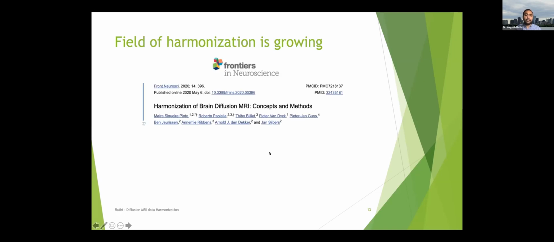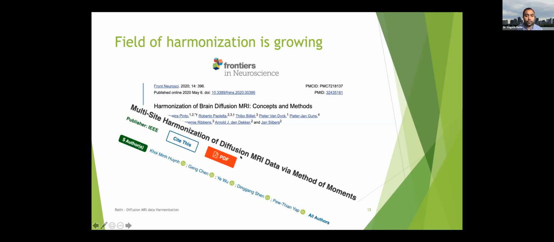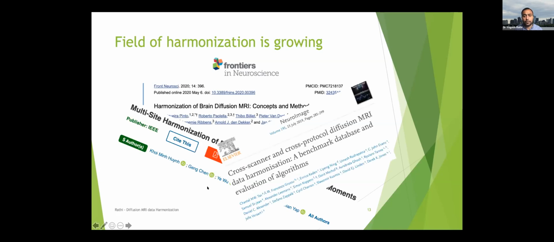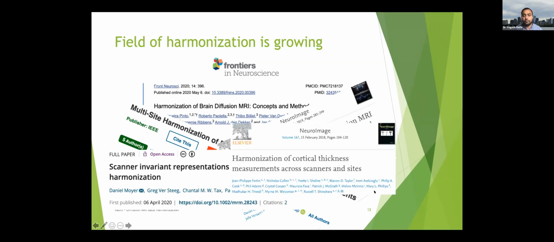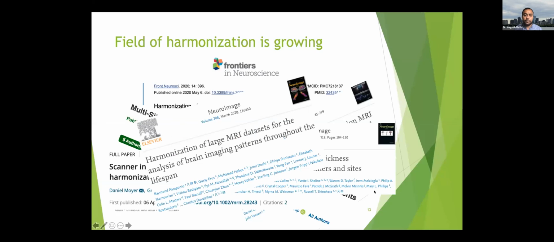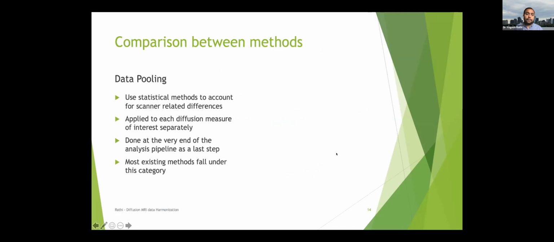And so the field of harmonization, even in diffusion MRI, is growing fast. You can see this is a review paper. And then there are so many new methods being proposed almost, as I say, every few months. Each of these methods addresses the harmonization issue in different ways. And what I would like to draw some attention to is some slight differences between the classes of methods.